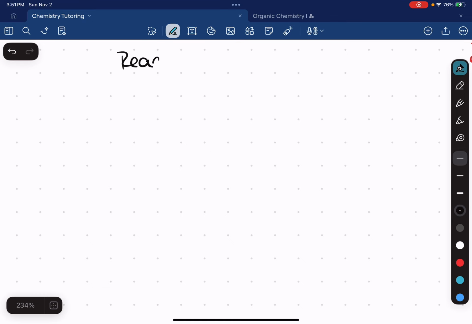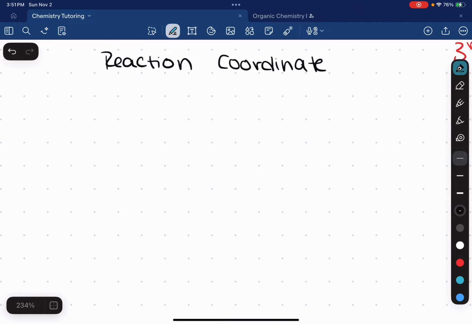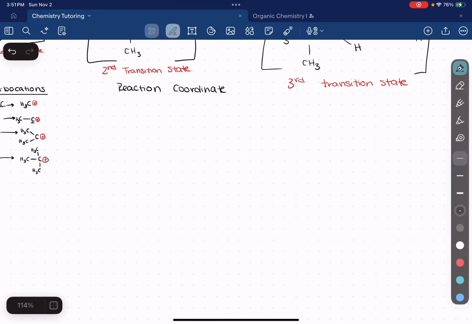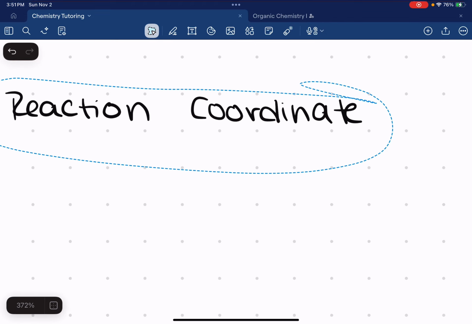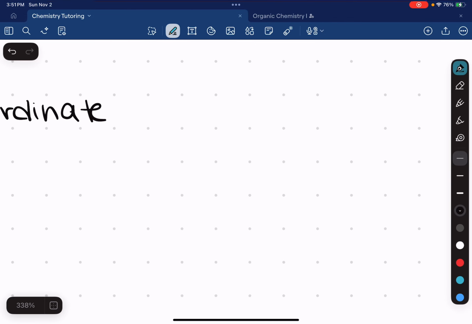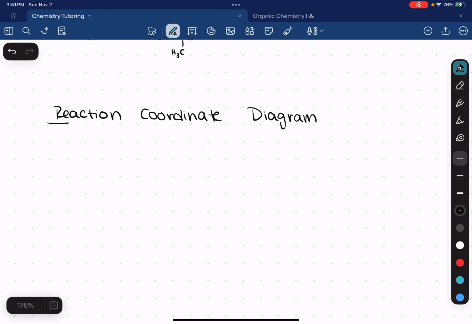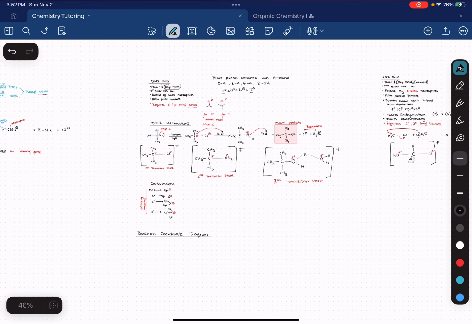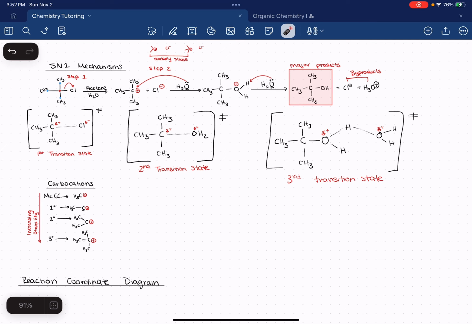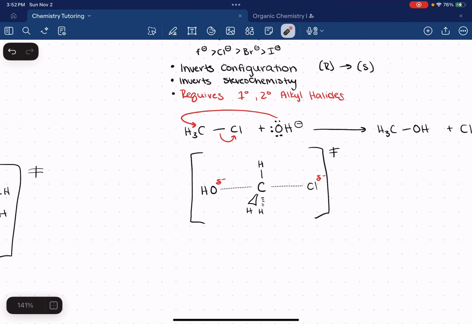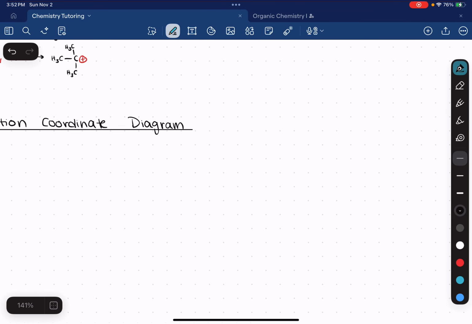The reaction coordinate. Oops, bumping into that over there. Let's just do it down here. Right? So we talked about steps before, right? So when we're looking at this guy, it's got 3 steps happening, right? 3 transition states. This one has 1 step. So that's going to be kind of your giveaway.